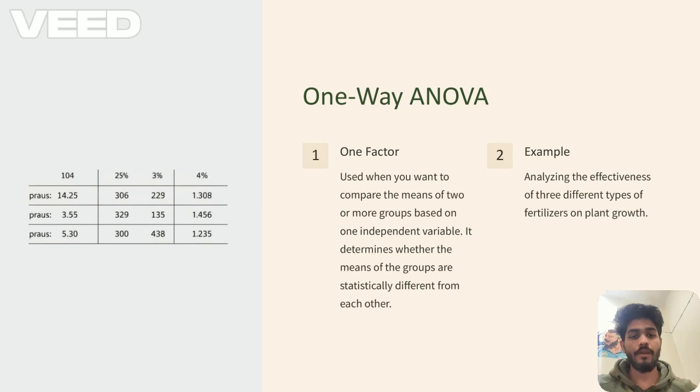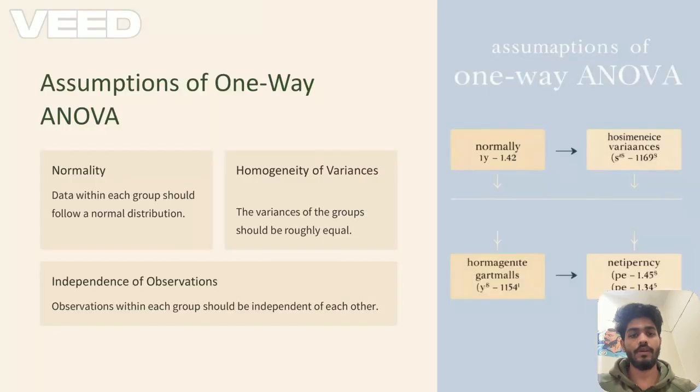One-way ANOVA, one factor. Used when you want to compare the means of two or more groups based on one independent variable. It determines whether the means of the groups are statistically different from each other. For example, analyzing the effectiveness of three different types of fertilizers on plant growth.